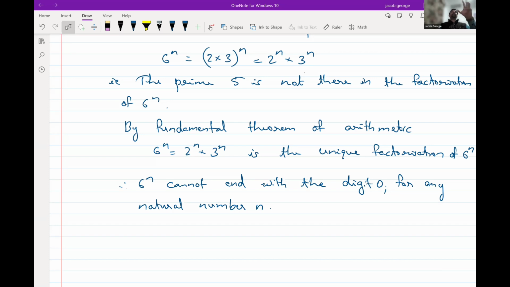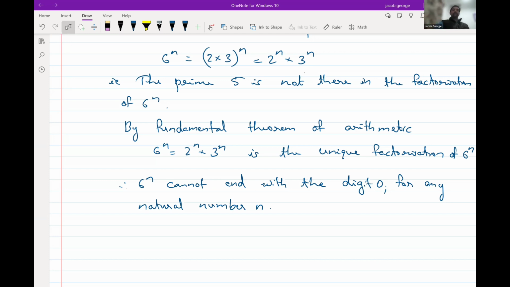Because 10 must be there in that factorization. 10 must be there means 2 into 5 should be there. Are you getting? 10, or any multiple of 10, needs 2 and 5 to be there. If one among them is missing, we will not get multiples of 10. Multiples of 10 we are not getting means it cannot end with the digit 0.